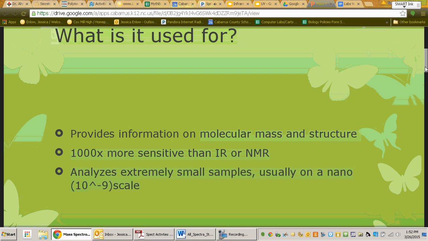Okay, so what is it used for? It provides information on molecular mass and structure, and this comes in handy a lot with isotopes, because there are a lot of different isotopes for different atoms, and this helps to identify them. They're 1,000 times more sensitive than IR or NMR, and it analyzes extremely small samples, usually on a nanoscale.